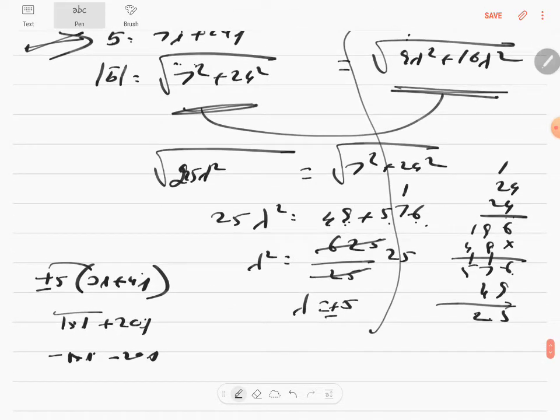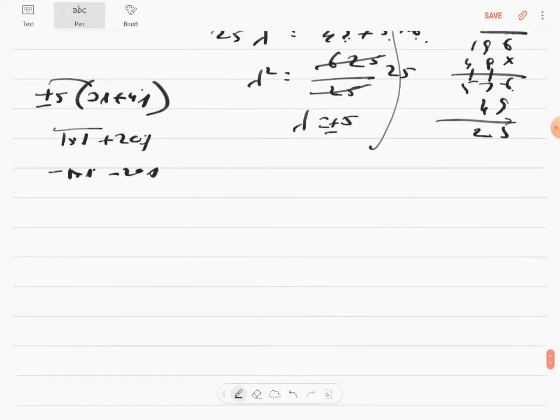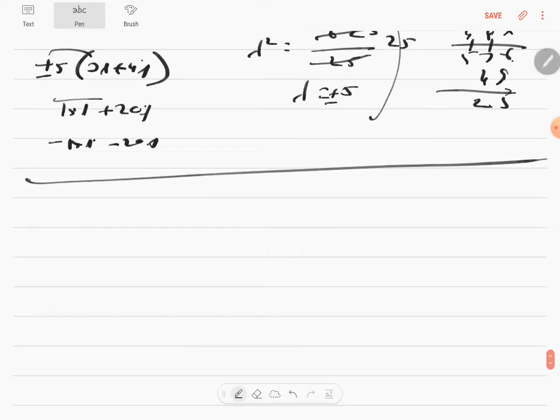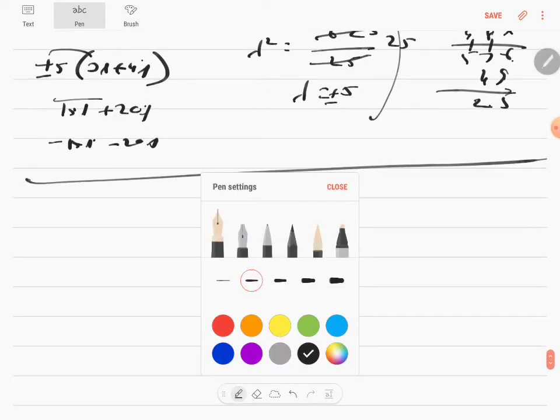Okay, next question in vectors. I think that is enough for you for now. You can manage with this. You know how to find the cross product of two vectors, how to find the dot product, how to find the angle between two vectors, and how to project one vector over another vector.